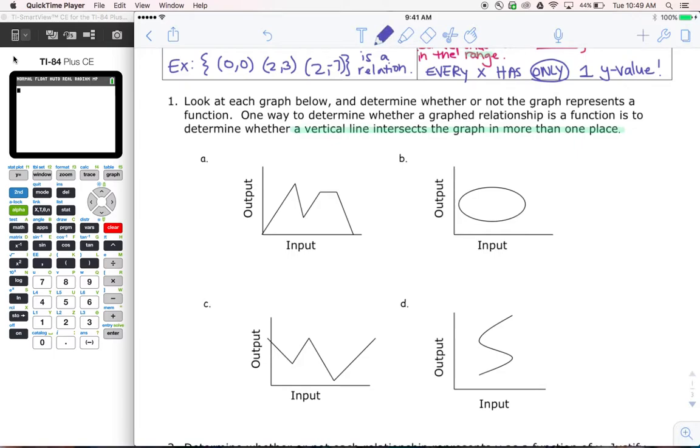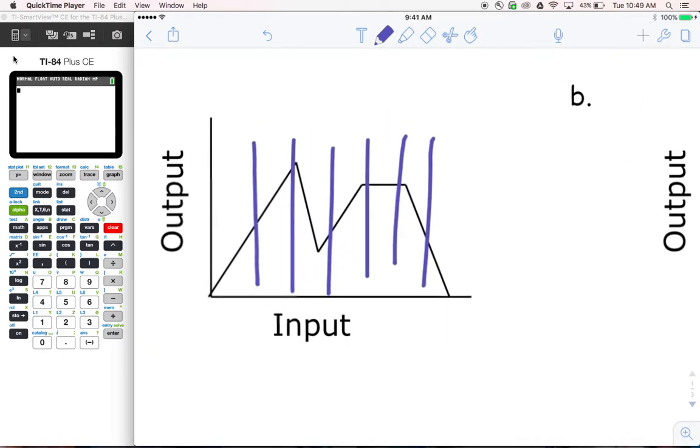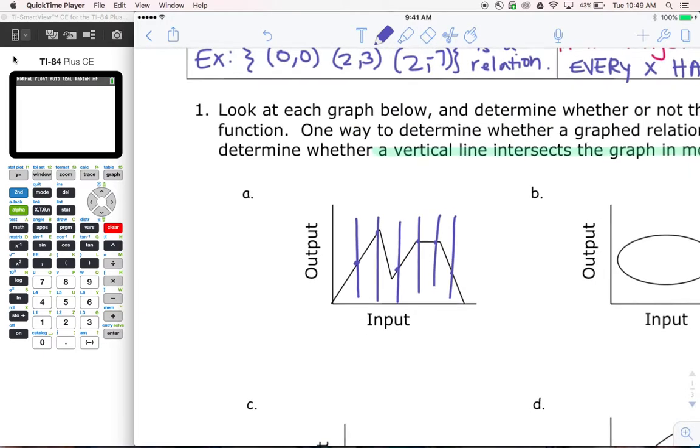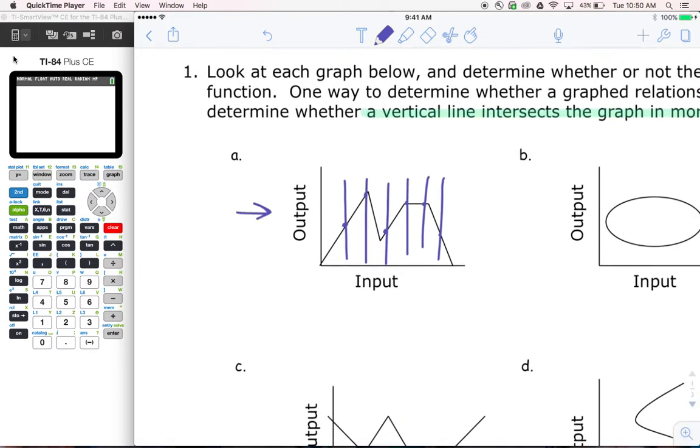See how I can draw a bunch of vertical lines on this first one? Do any of these lines that I drew touch my graph more than once? No. So this right here, we're going to say it is a function. It passes the vertical line test. All those lines touch only once.